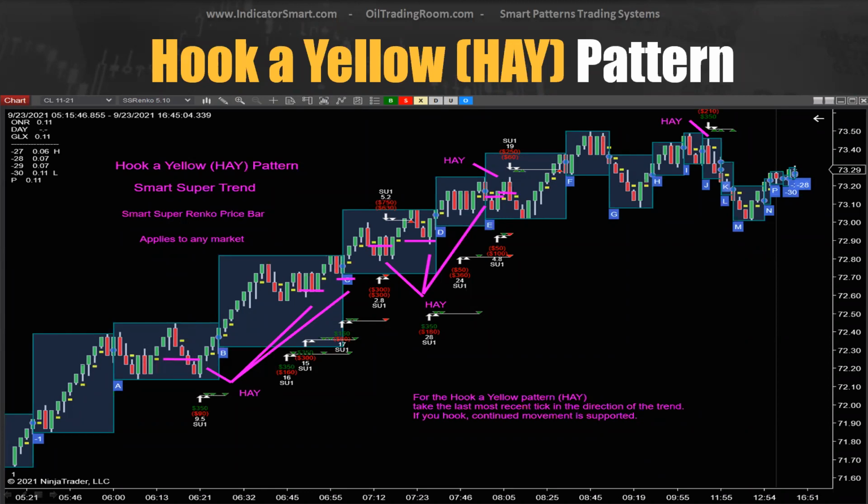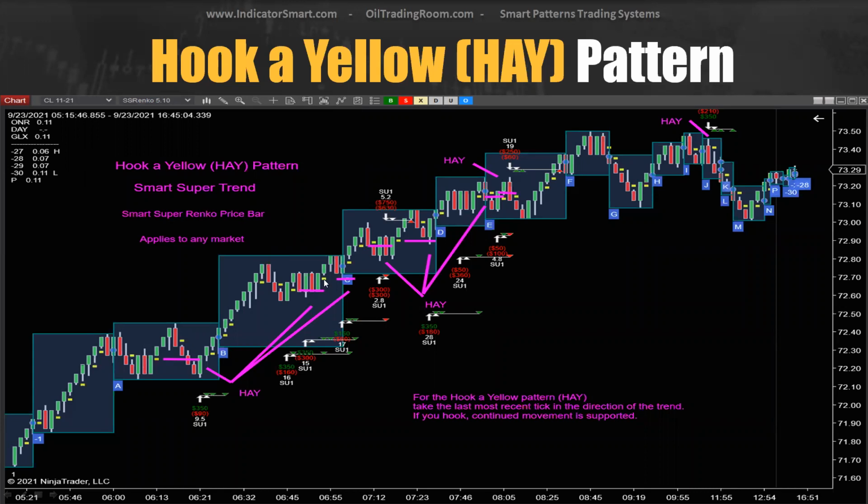Yeah, it hooks it, and then you get continuation. I had another yellow tick right there. It didn't quite hook it, but it was close. That's why I didn't mark it on there. But I did get one right there, and I did interact with it and hook higher, and the market continues.